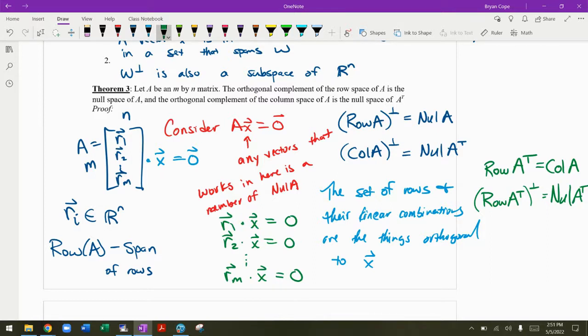I've gotten lost in the proof. Hang on. The row space of A transpose is equal to the column space of A. Well, the orthogonal complement of the row space. Just call it Row A transpose. You just did it, right? Oh yeah, you're right. It's done. Just put in Col A here. The orthogonal complement of Col A is the null space of A transpose.